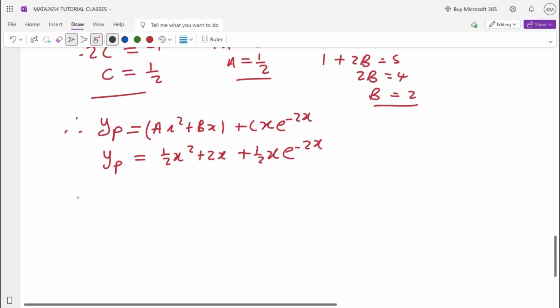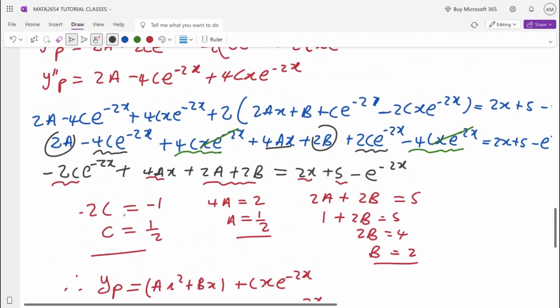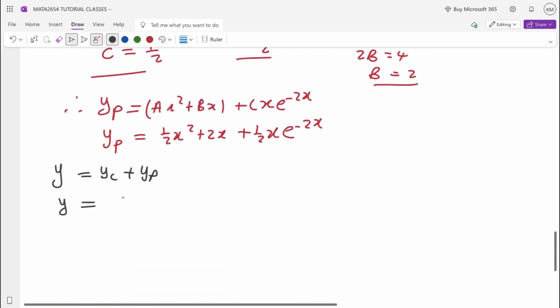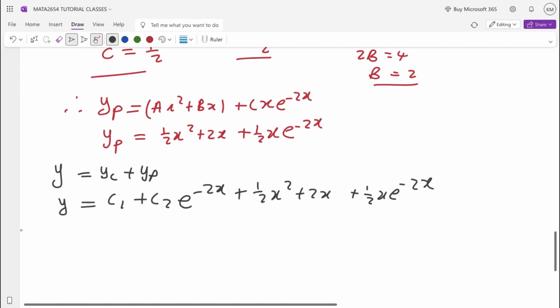Therefore, now we can conclude that our general solution, which is given by yc plus yp, is y equals, what was our complementary solution? Our complementary solution is this right here. We got it as c1 plus c2 e to the minus 2x. This was our yc, and now our yp is just this one. So we're just gonna have plus half x squared plus 2x plus half x e to the minus 2x. Okay, so this is the solution to that problem.